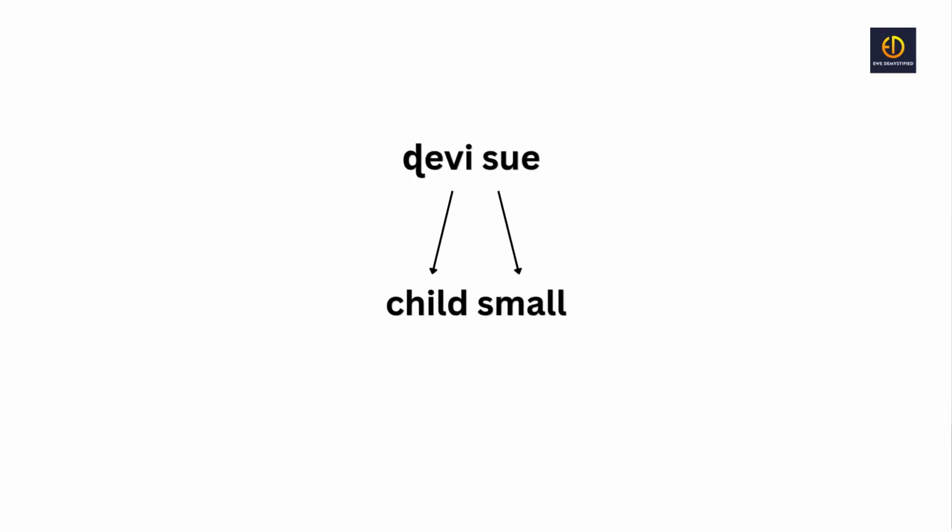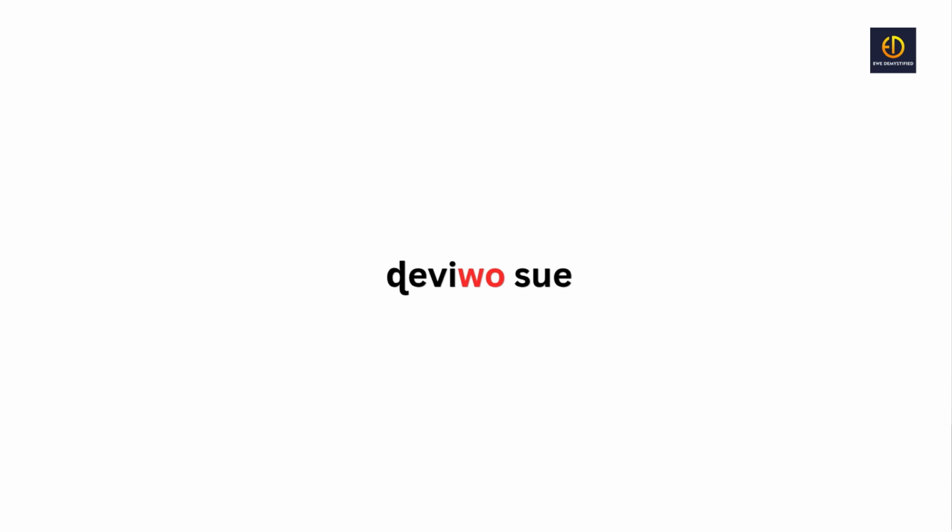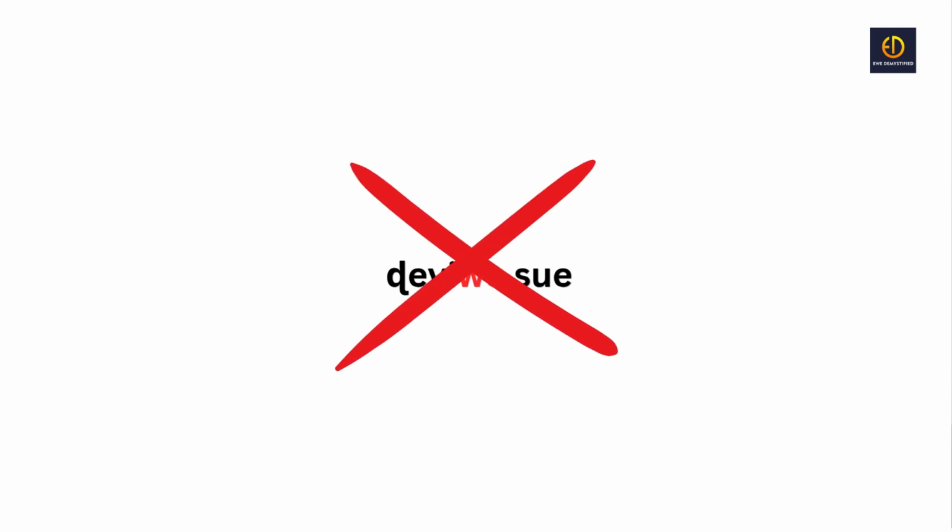Well, not quite. In Ewe, adjectives come after the noun. So, ɖevi sue, which means small child. Now, let's make it plural. You might be tempted to say ɖeviwo sue, but that would be incorrect. The correct form is ɖevi suewo.